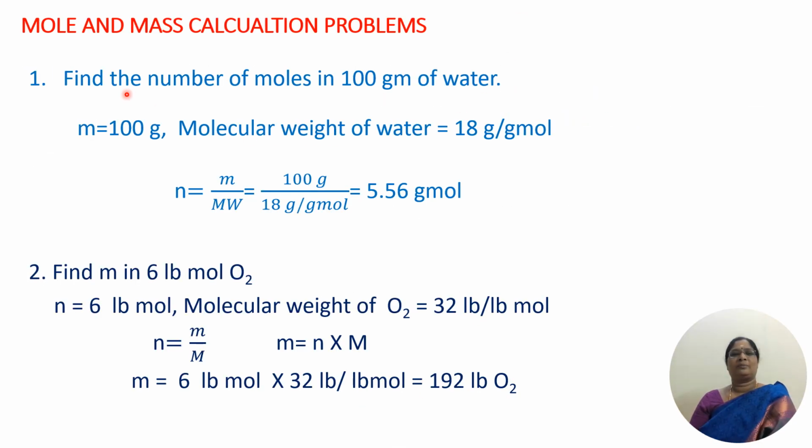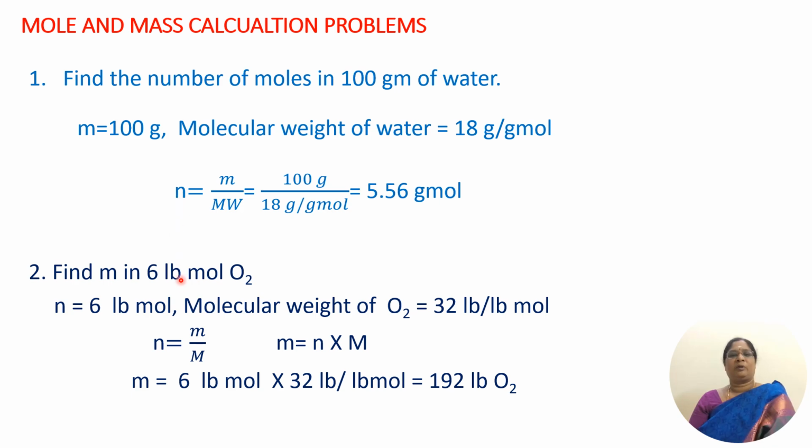Now, let us do some simple problems in mole and mass calculation. First problem: find the number of moles in 100 gram of water. The given data is mass is 100 gram. And we know that the molecular weight of water is 18 gram per gram mole. Also we know the formula, number of moles is equal to mass by molecular weight. Mass is 100 gram divided by molecular weight 18 gram per gram mole. So gram gets cancelled and 100 by 18 will give you 5.56 gram mole. So using the formula n is equal to mass by molecular weight, we can determine the number of moles.